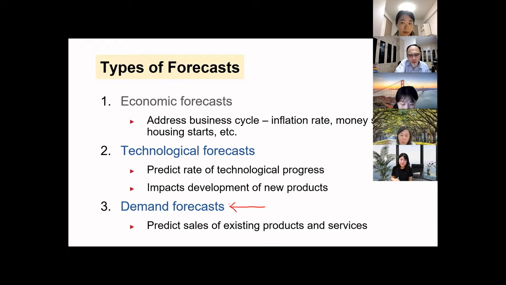Of course, in big companies, they have economic forecast, which is actually business cycle. Especially today, with Corona, nobody can forecast 1 year, or even 3 months, 5 months, because this is very uncertain.